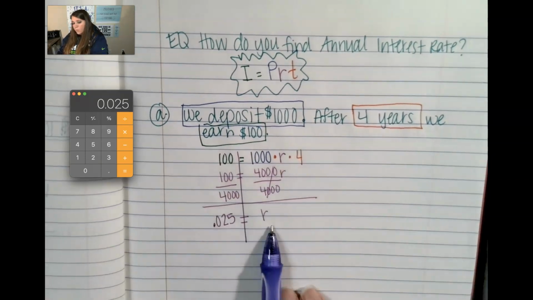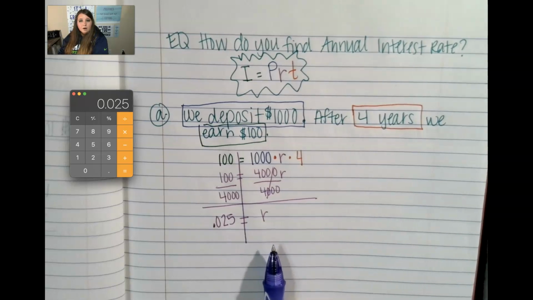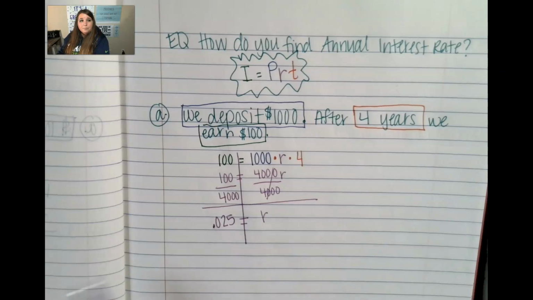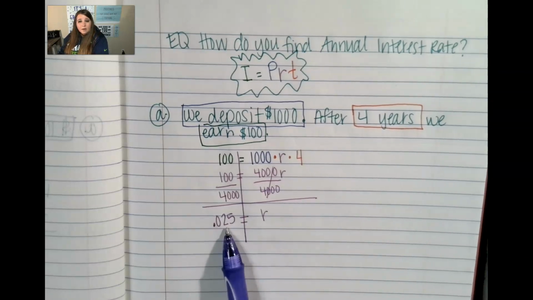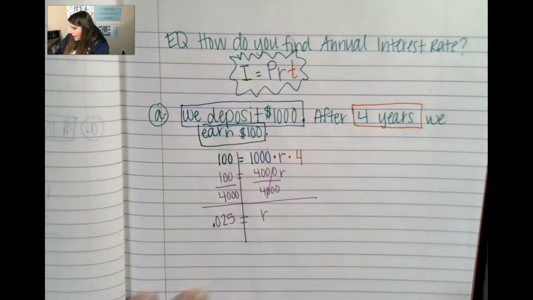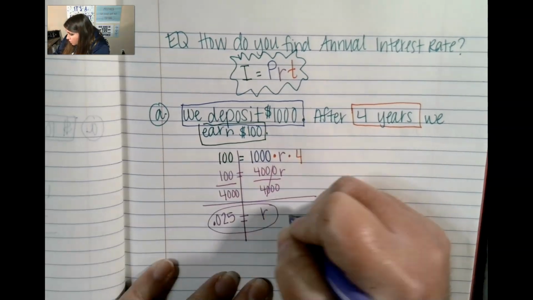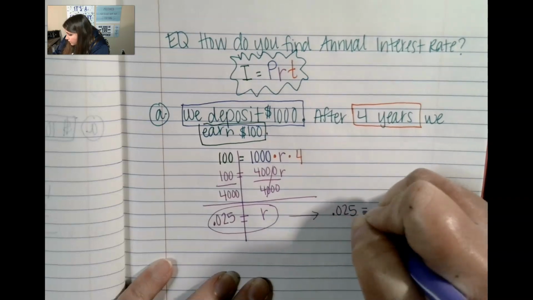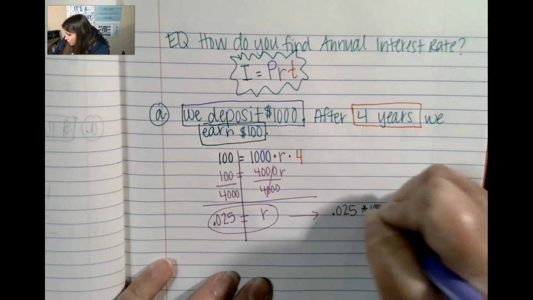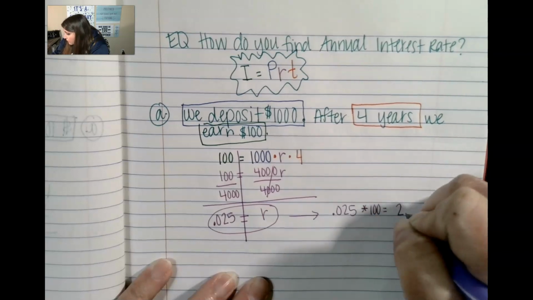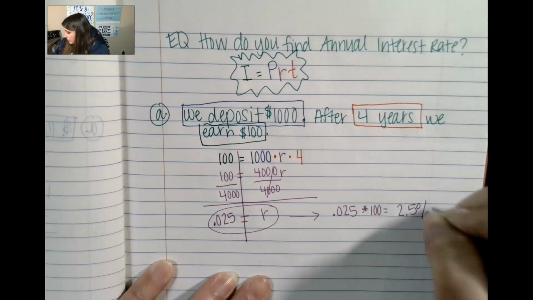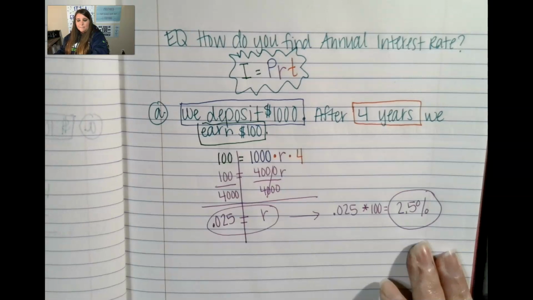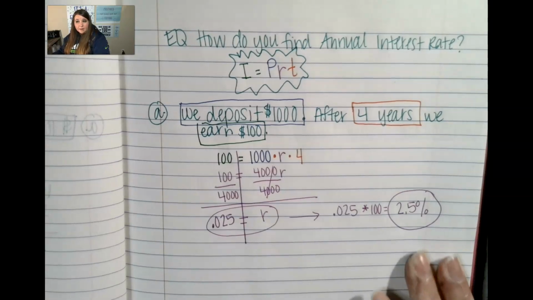That gives us 0.025. Well, we know that interest rates are in a percentage. So we're going to take this interest rate of 0.025 and multiply it by 100. So times 100 gives us an interest rate of 2.5%. So R equals 2.5%. Not bad.